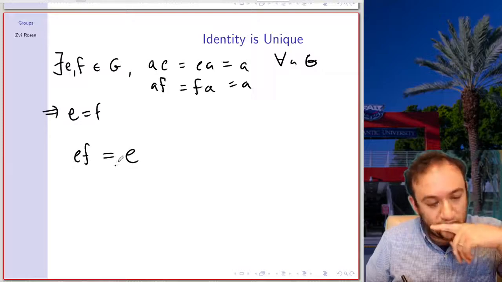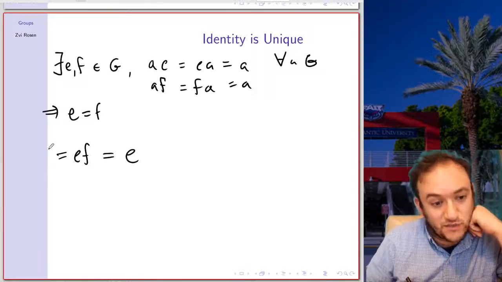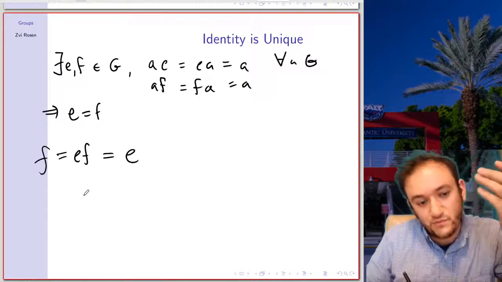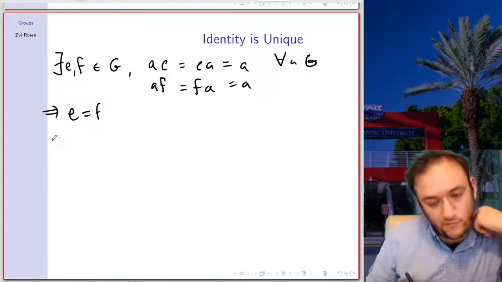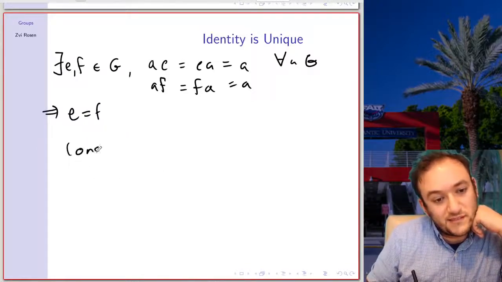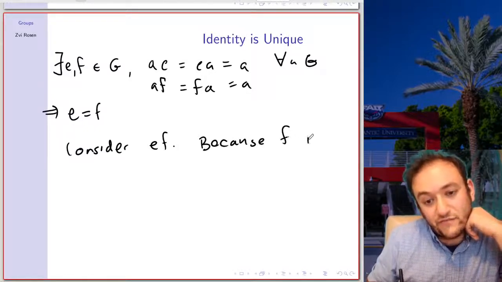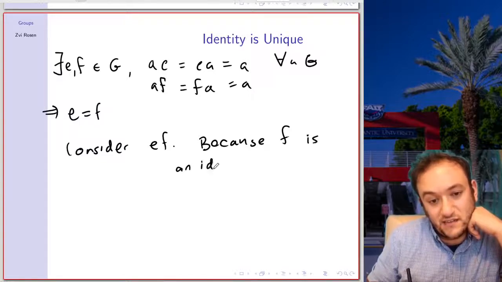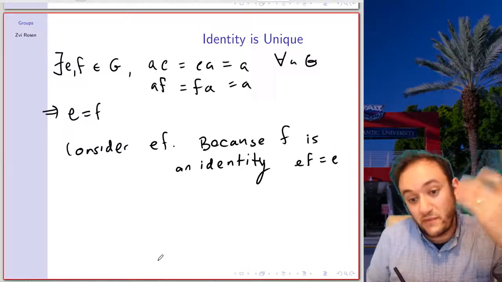Or rather, how would we describe this? But because E is the identity, it's also equal to F, right? So it's pretty straightforward. Let me put it this way. Consider EF. Because F is an identity, EF equals E, right? Because multiplying by F doesn't change E.